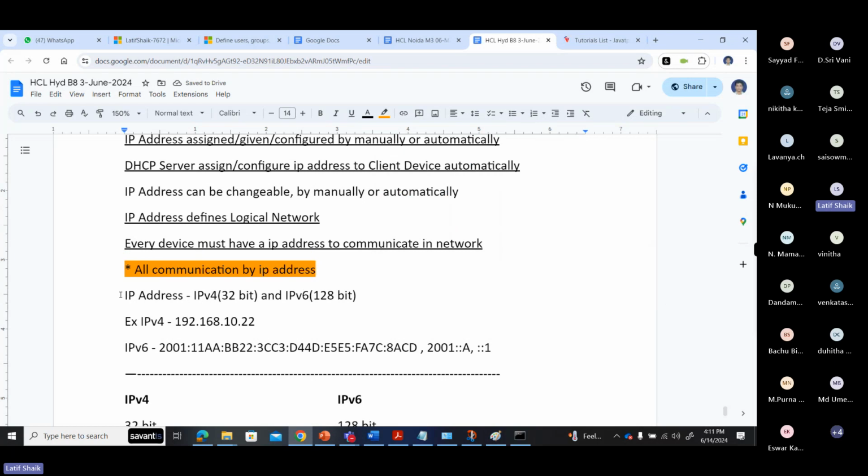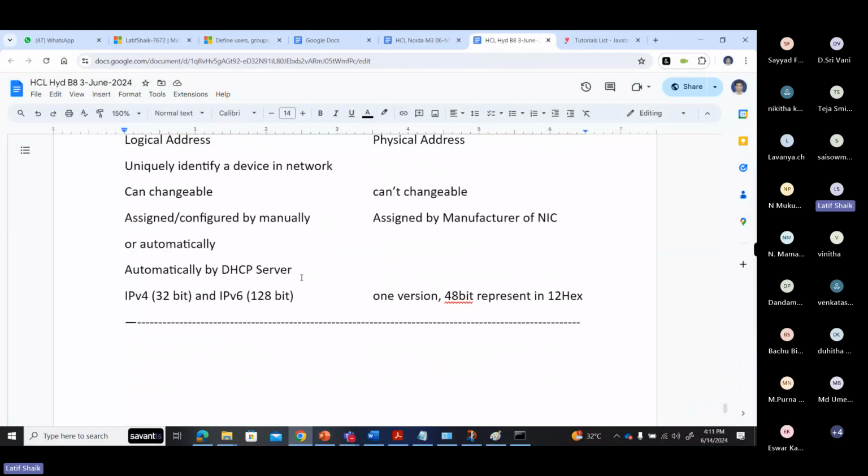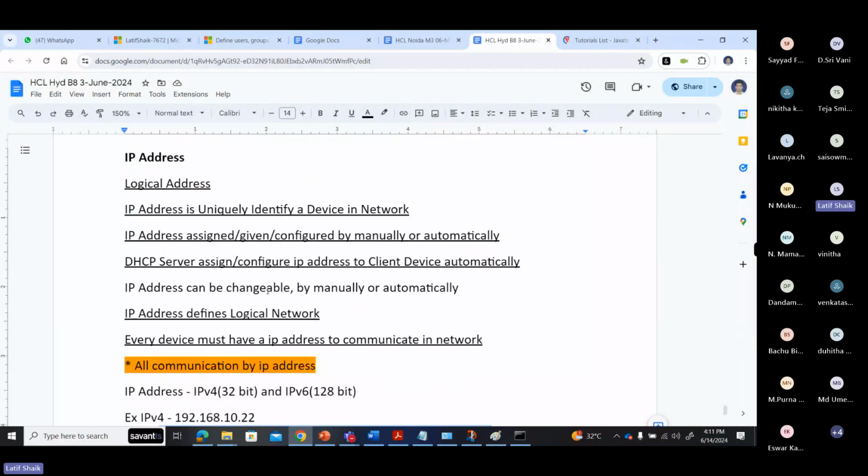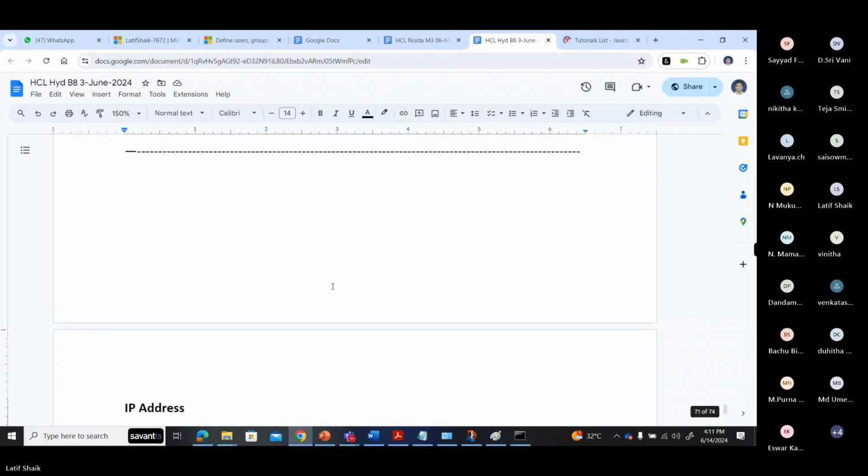And IP addresses have two versions, IPv4 and IPv6. IPv4 is 32-bit in binary, IPv6 is 128-bit in binary. IPv4 is represented in decimal format, IPv6 is represented in hexadecimal format. Okay, guys, understand a few points about IP addresses.